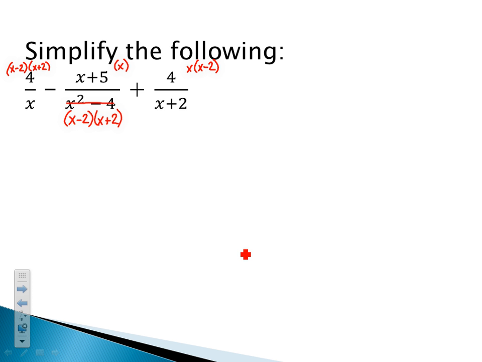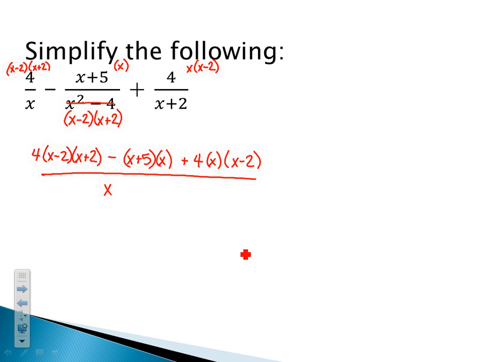Okay, so let's start doing some simplifying. 4 times x minus 2, x plus 2, minus x plus 5 times x plus 4 times x minus 2 all over that huge big denominator, which isn't actually so bad. Okay, so now we got a lot of number crunching to do.